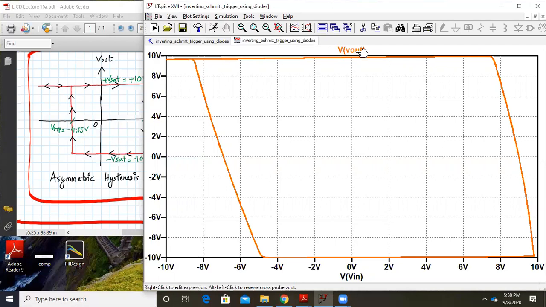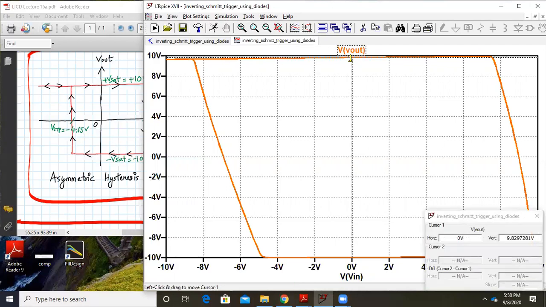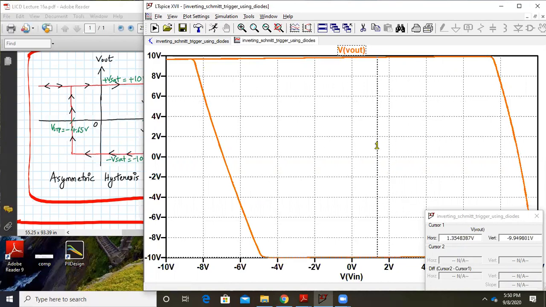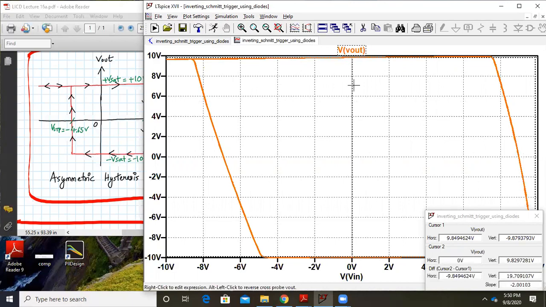Now, let's check the value. We said that V sat is around 9.82 in this case, and you can see if I move the cursor from here and go there, let me move the cursor, yeah, as you can see, it is coming down now. It is minus 9.94. And what is the value of VUTP over here? Let us try to find out.